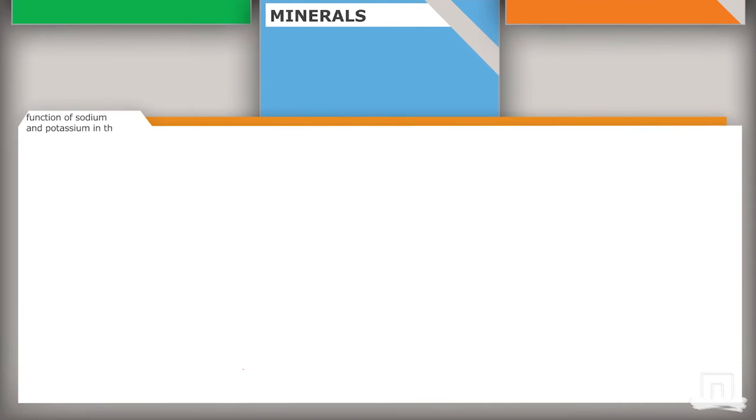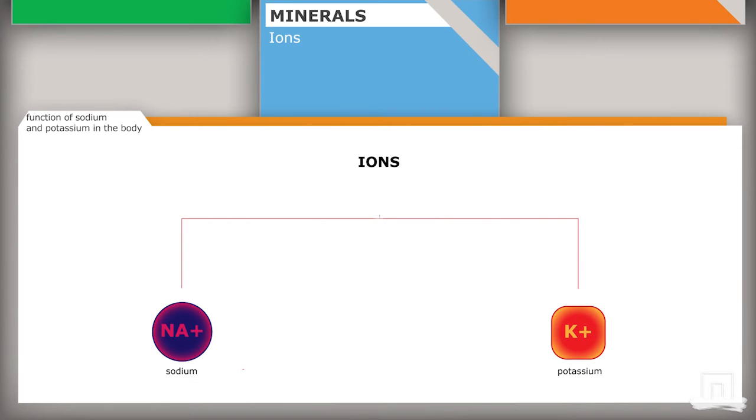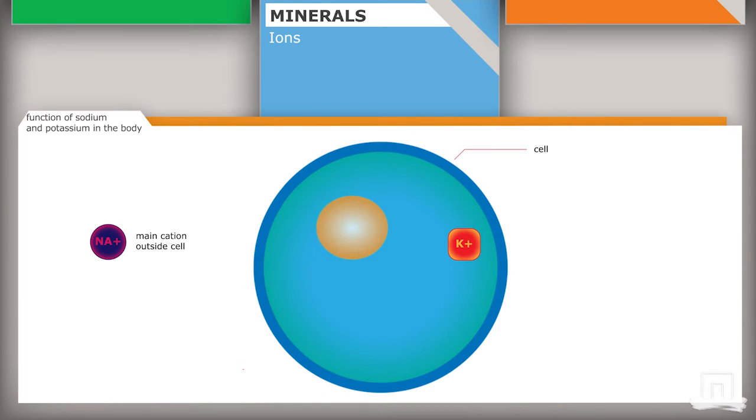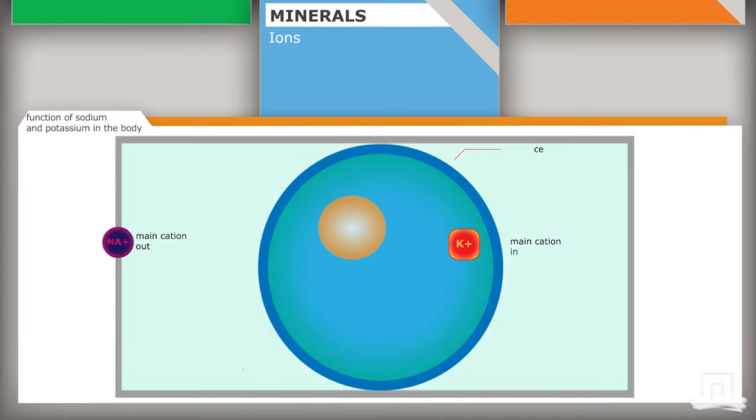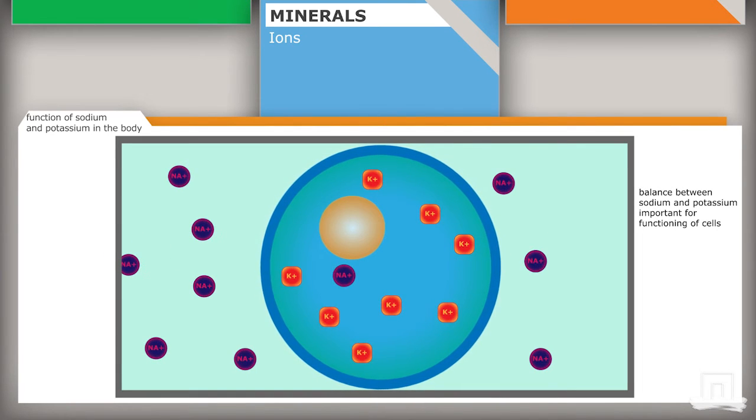Function of sodium and potassium in the body. Sodium and potassium are ions. Ions are defined as molecules that carry a positive or negative charge. More specifically, sodium and potassium are cations, which means that they carry a positive charge. Sodium is the main cation outside cells, whereas potassium is the main cation inside cells. The correct balance of sodium and potassium across the cell is necessary for proper cell functioning.